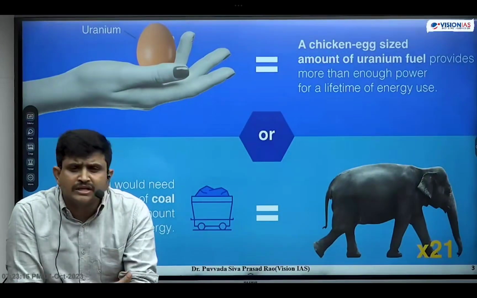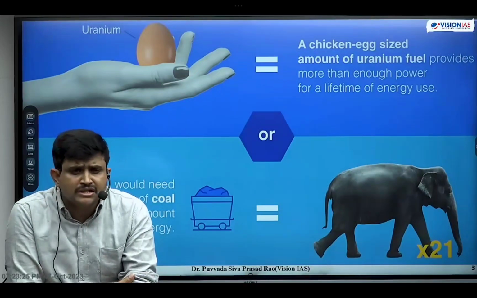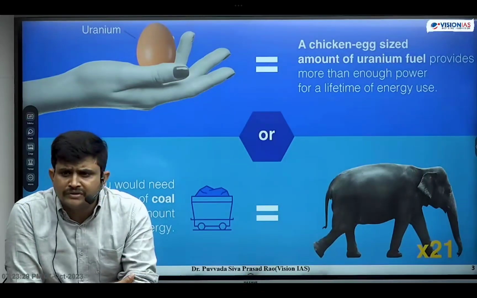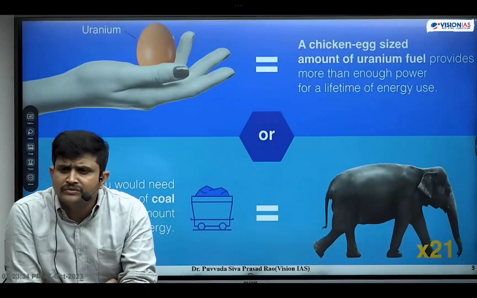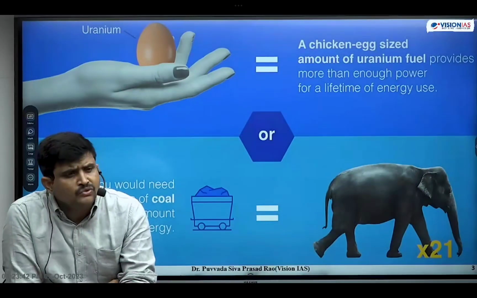Are you getting my point, students? So that is what we have to show the accounts to the IAEA regarding the civilian nuclear reactors. Like this, India has now signed nuclear agreements with 20 countries, and we are importing uranium from other countries. Even so, that is not sufficient to run the nuclear reactors we have. Hence, we are unable to establish many more nuclear power plants.